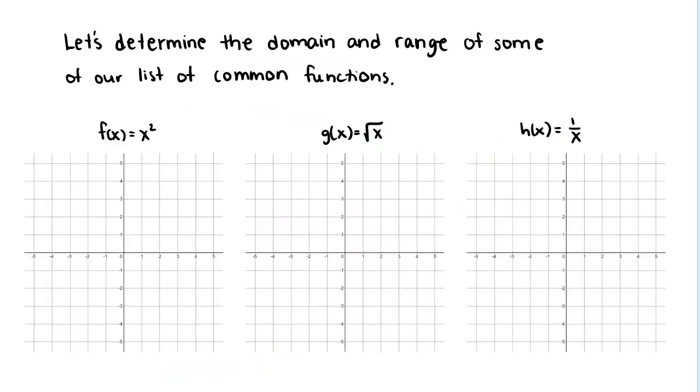Okay, so let's go ahead and determine the domain and range for some of our list of common functions. So here I've got 3 different functions. This isn't the full list, but these are some nice examples that I want to talk about today. So here, f of x is equal to x squared, so quadratic. I've got a square root function, and I've got a reciprocal function, 1 over x.